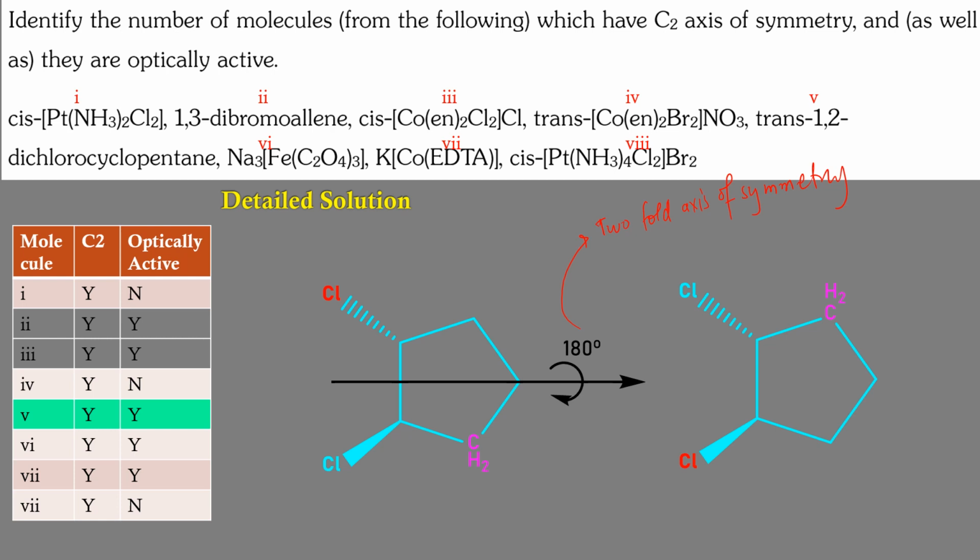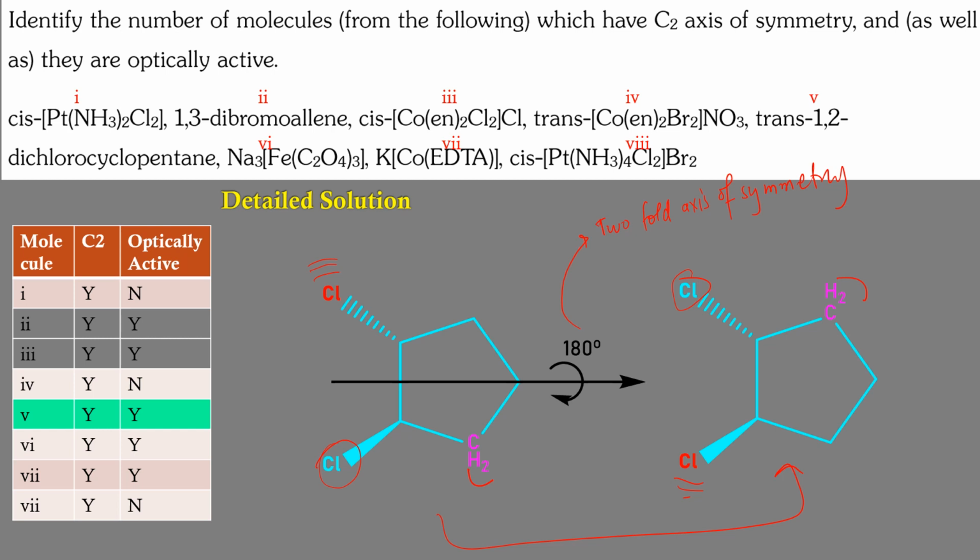So what will happen? The CH2 from here will go over there. The Cl on the top will go to the bottom. The Cl which was earlier on the bottom will come onto the top. These molecules are going to be interconverted into one another, or we can say these two molecules are basically identical. This is going to be the C2 axis of symmetry for this compound, and this compound was optically active as well, because if you draw its mirror image, it is not going to be superimposable onto that.